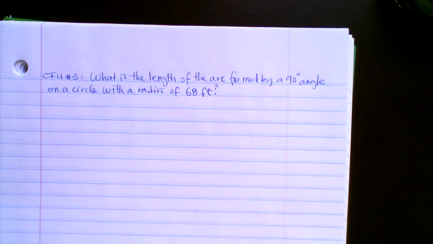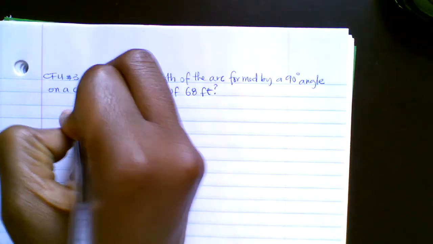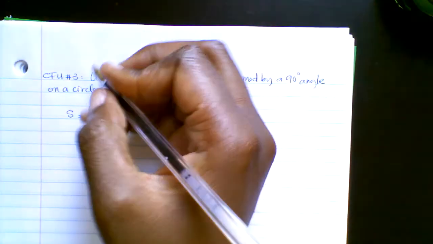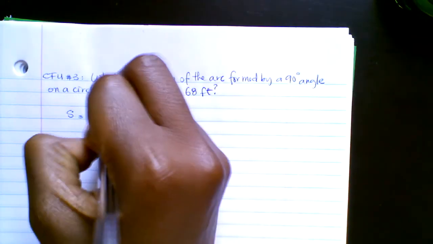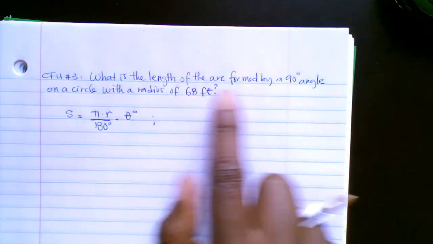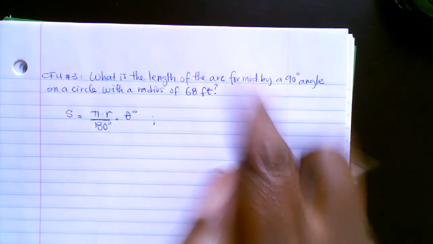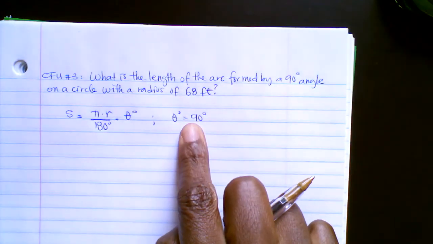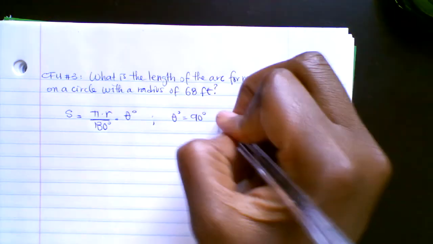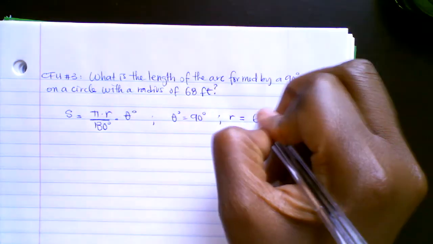Okay, so I'm just going to rewrite the formula here. S equals pi times R over 180 degrees times theta in degrees. Now, from the problem, I know that theta in degrees is 90 degrees, the central angle is 90 degrees. And what do we know about the radius as well? The radius is 68 feet.